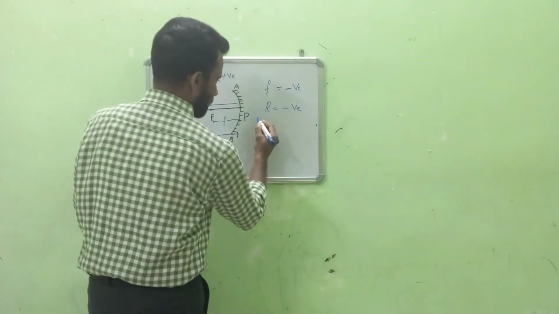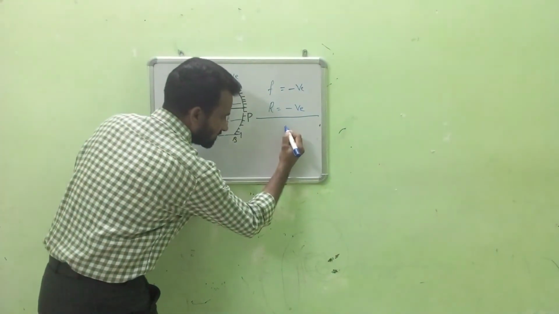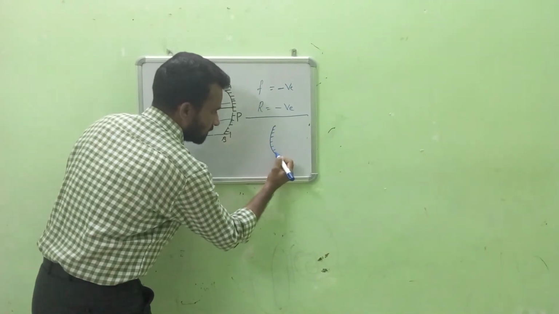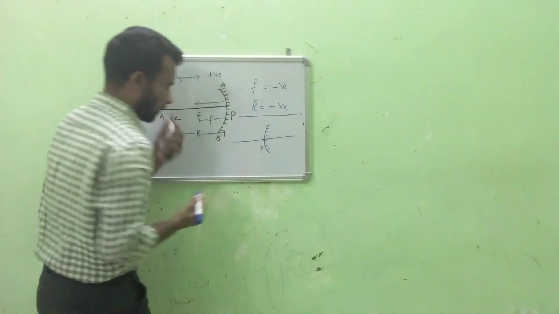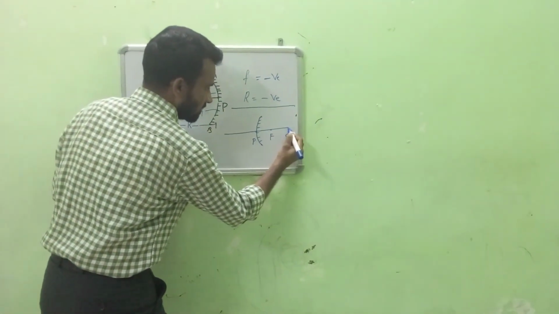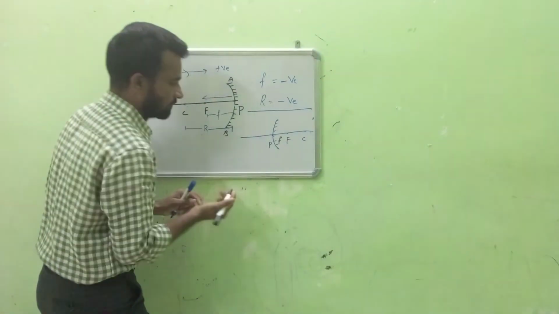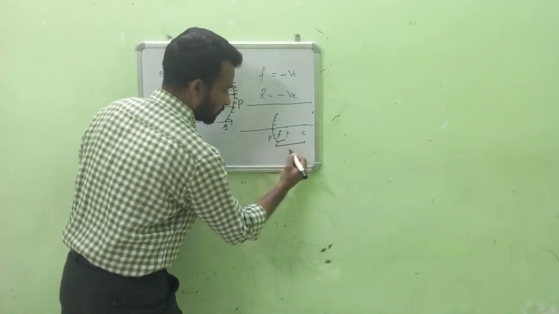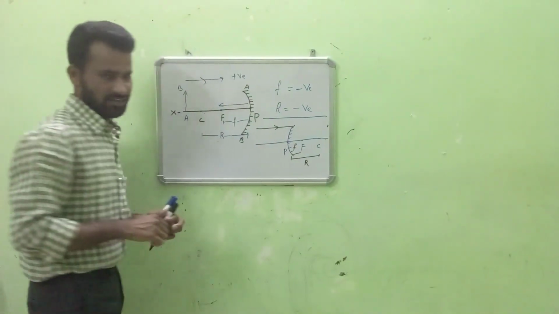You may get a doubt: what about a convex mirror? I will show. This is the convex mirror. This is the principal axis. Here is the pole. This is the focus, and this is the center of curvature. The distance from pole to focus is f. And the distance from pole to center of curvature is the radius of curvature. This is the incident direction.